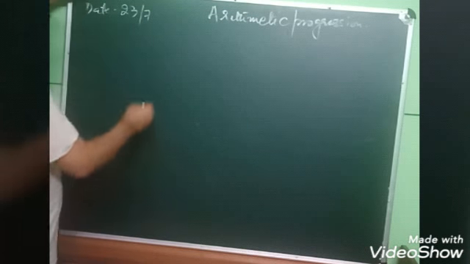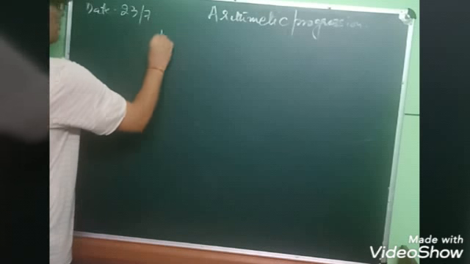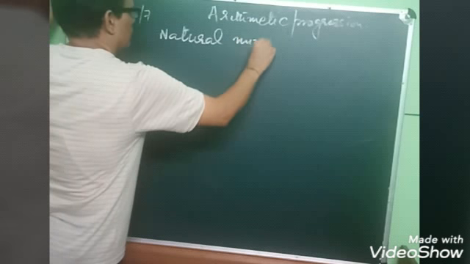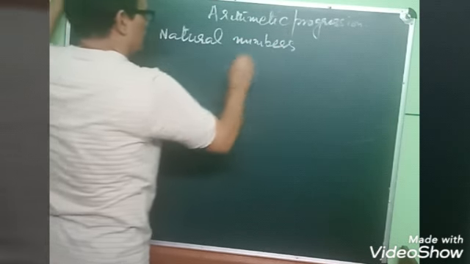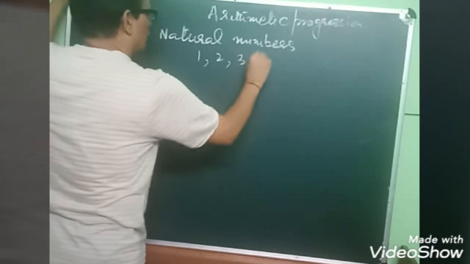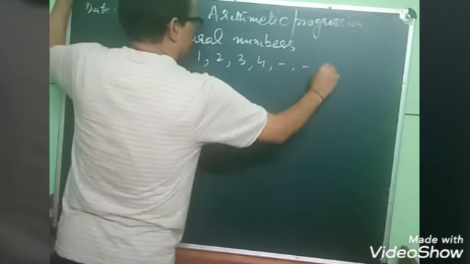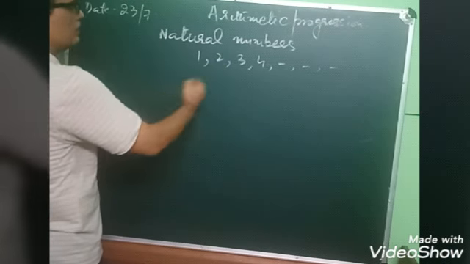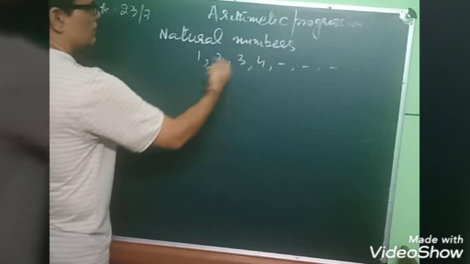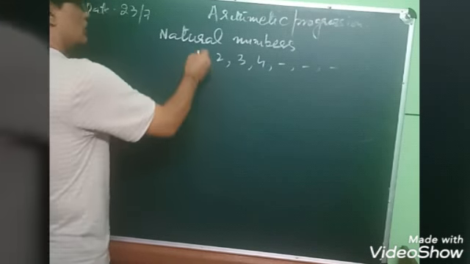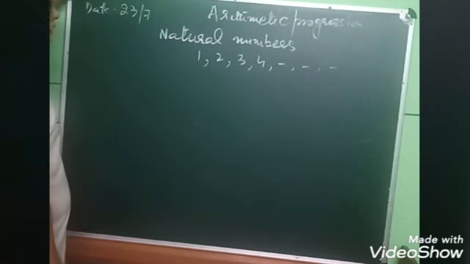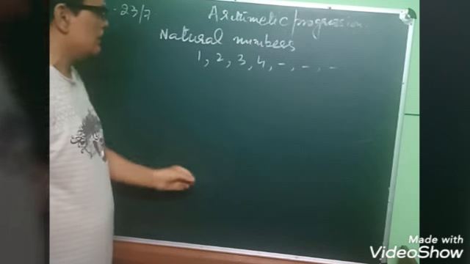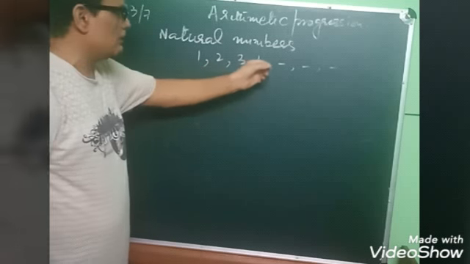As we have done earlier in class, from the very beginning, the natural numbers are 1, 2, 3, 4 and so on. So they have a common difference, that is 2 minus 1 is 1, 3 minus 2 is 1, 4 minus 3 is 1, and so on. So this becomes an arithmetic progression. When a given series of numbers has the same common difference, then that becomes an arithmetic progression.